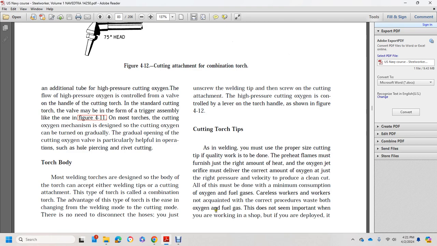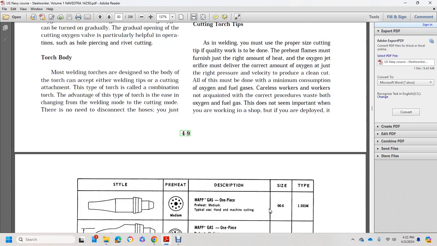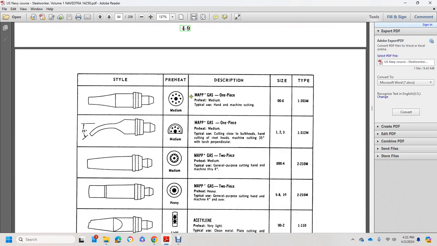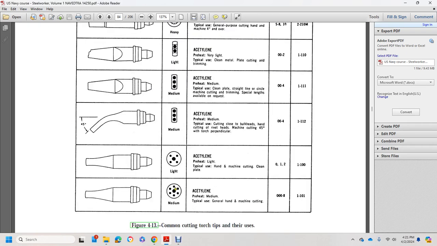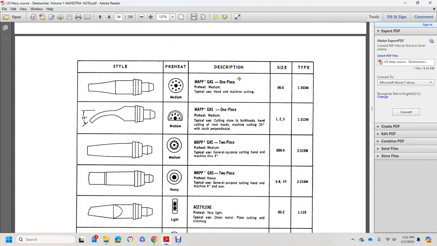This does not seem important when you're working in the shop, but if you're employed, it matters. It shows the medium, heavy, and light preheats. Then it shows the different torches, the MAPP gas one-piece, sizes and types.